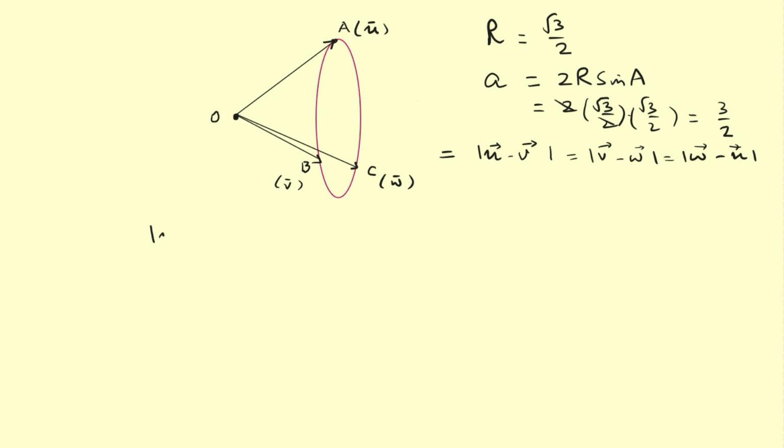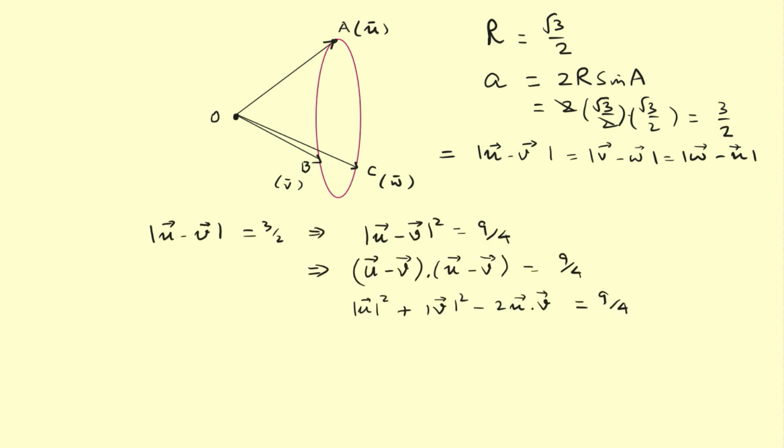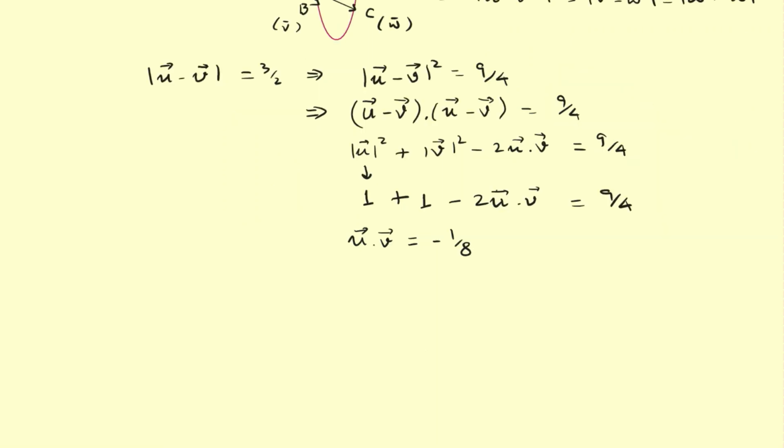Now if you take one of them, then squaring both sides, you get this expression. Now modulus of u square is 1 because it's a unit vector, and similarly mod v square is 1. Simplifying further, you get u dot v is equal to minus 1 by 8, and the same will be the value of v dot w and also w dot u. So all of these are known to us. Now we can go further.